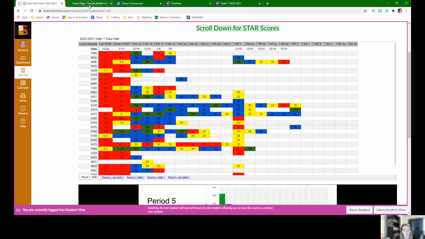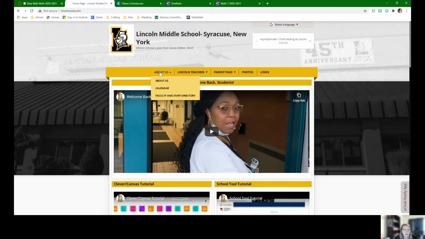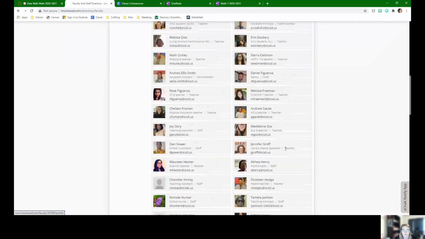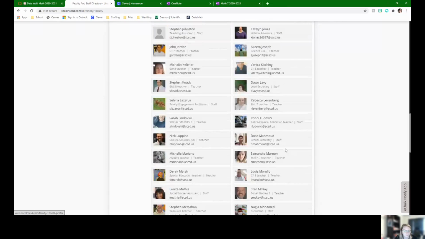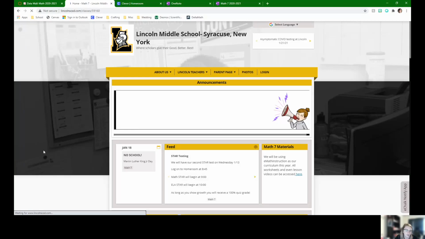If you're not on Canvas, the other way to look at the data to see what your student's star score is is through the Lincoln website. So I have my own page. If you go to About Us, Faculty and Staff, and then scroll down until you find me, Miss Marnon. It has a little introduction, and then you can click Math 7 to go to the web page.